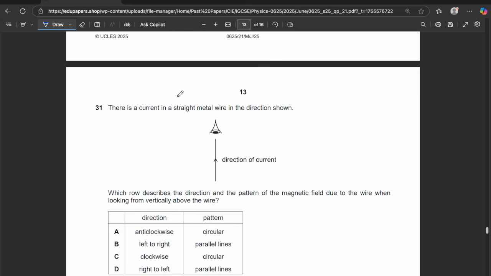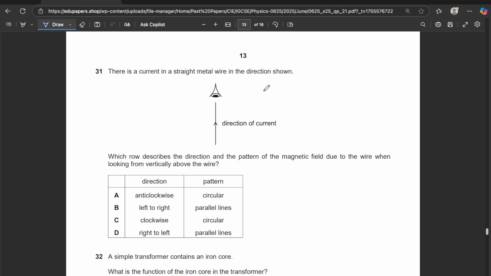31. There is a current in a straight metal wire in the direction shown. Which rule describes the direction and the pattern of the magnetic field due to the wire when looking directly from above? So you have to use the right hand grip rule, like with your thumb up and fingers curled around, let's say a pencil, and you will see that the pattern will obviously be circular, and for direction it is going to be like this, which means it is anti-clockwise.